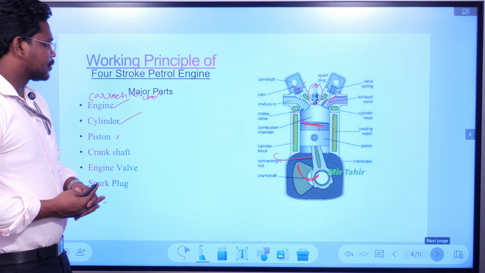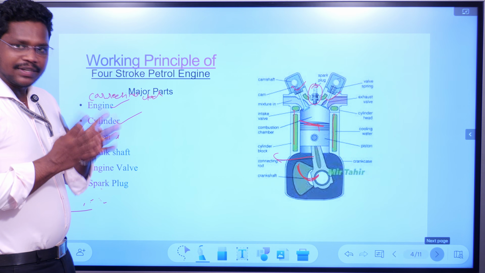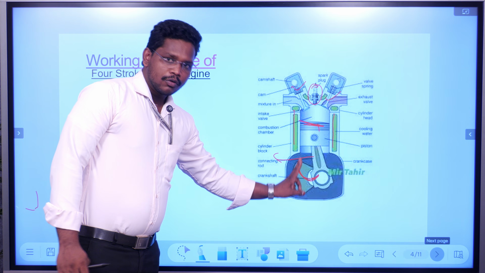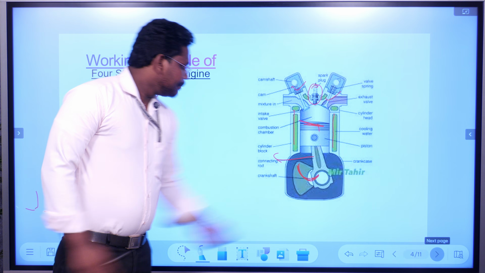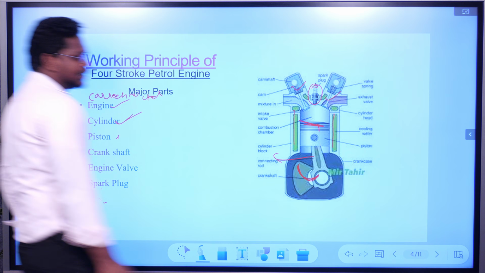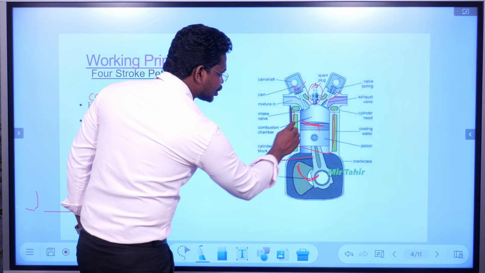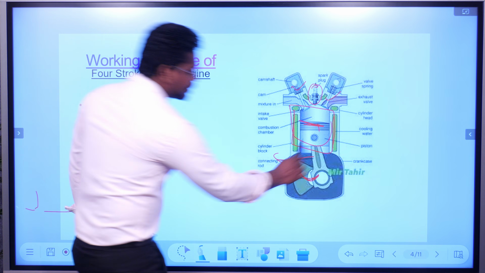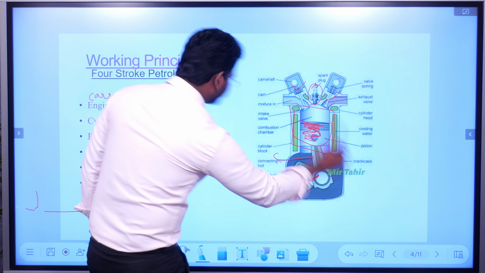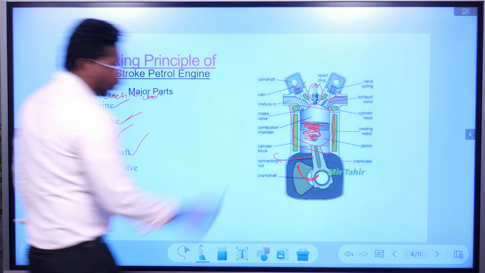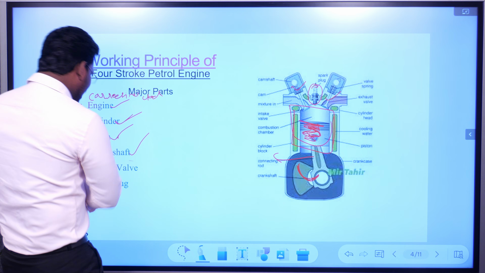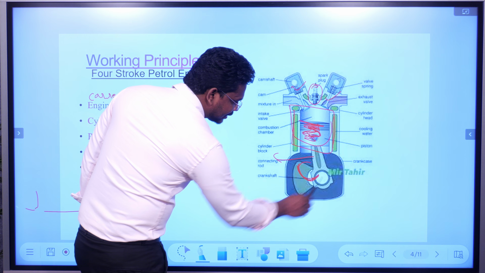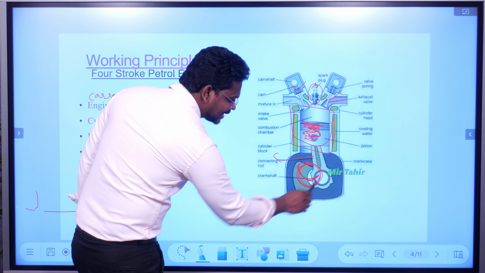Working principle of 4 strokes. The main major parts of the engine. This is the engine figure of a 4-stroke engine. Major parts. First, the cylinder. This is the position of the cylinder. Next, the piston, this is the piston position. And the crankshaft, rotating the crankshaft.